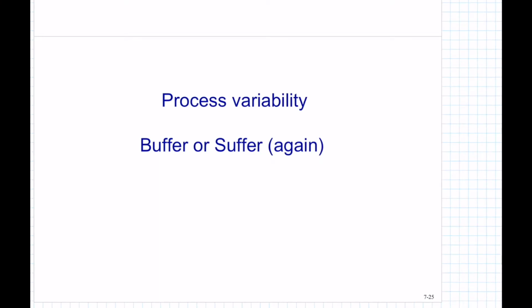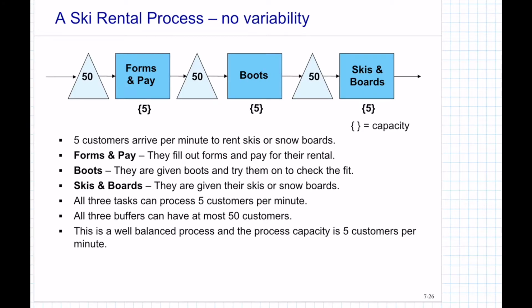While talking about buffers, let us consider situations where there is some process variability. If you look at this example of the ski rental process, in this situation we are assuming there is no variability. Five customers arrive every minute and five customers leave every minute. In between each process we have room for a maximum of 50 customers. That's the buffer or inventory that we have. This is a very well balanced process, and the process capacity is going to be 5 customers per minute.